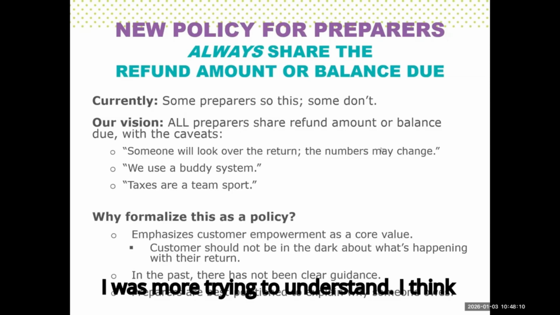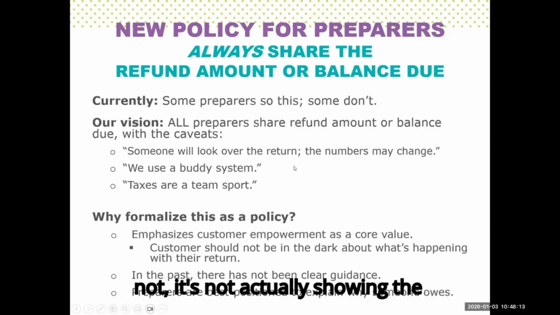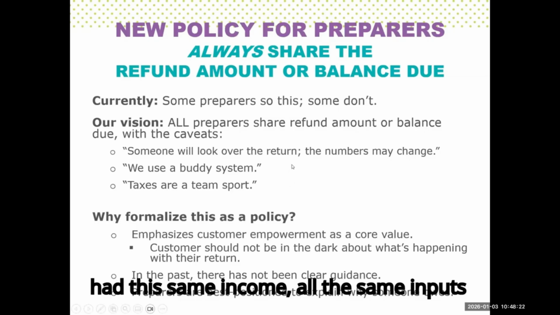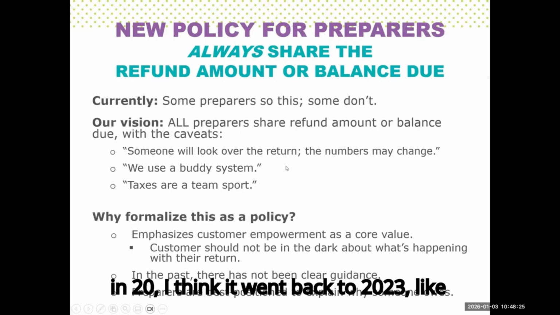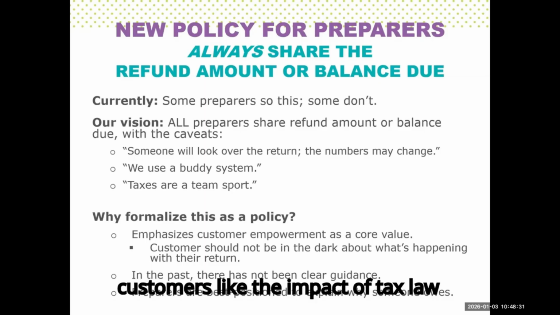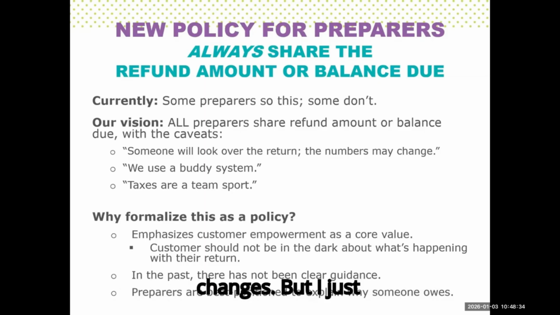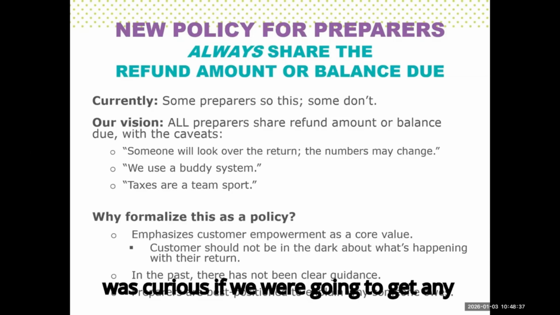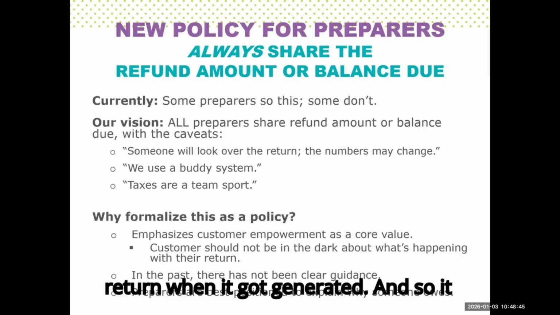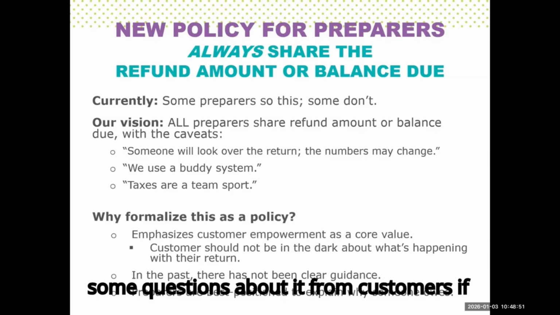Yeah, I was more trying to understand. I think I was following the logic there, but it's not actually showing the customer's actual tax history. It's more just showing, if you had this same income and all the same inputs in, I think it went back to 2023, here's how it would have been. So I think it's meant to be a tool to show customers the impact of tax law changes. But I was curious if we were going to get any more guidance on that, because the way it came across in the practice lab, it was attached directly to the return when it got generated. And so if that is the case in the main TaxSlayer portal, we could get some questions about it from customers if they see it.